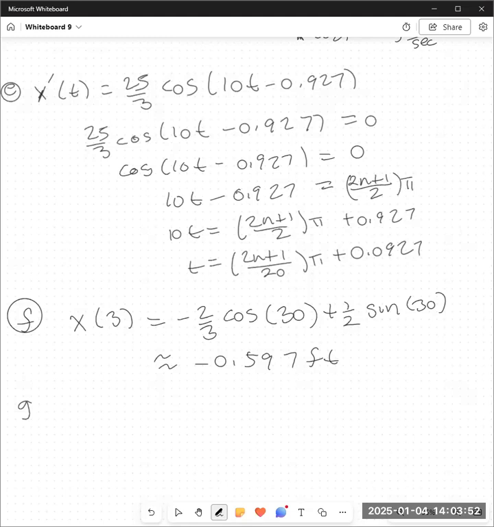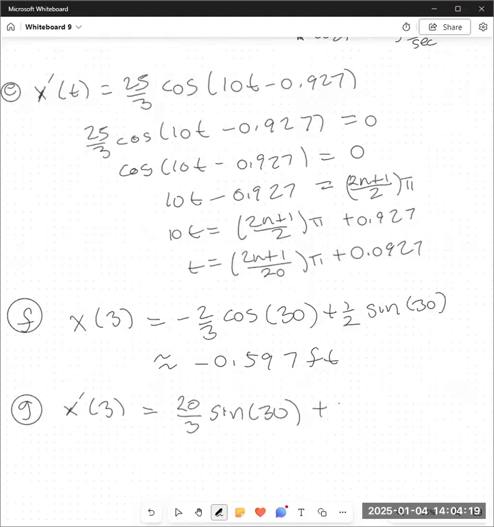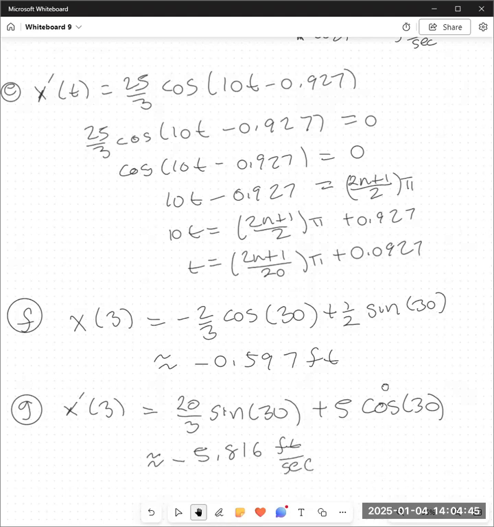G is going to ask me what's the instantaneous velocity. You'll definitely get a slightly different answer here. So again, the most exact answer here is to use the derivative function, and that's going to be 20 over 3 sine of 30 plus 5 cosine of 30, using that part that has sine and cosine in it. No problem sticking that into your calculator, and we get that it's about negative 5.816 feet per second.